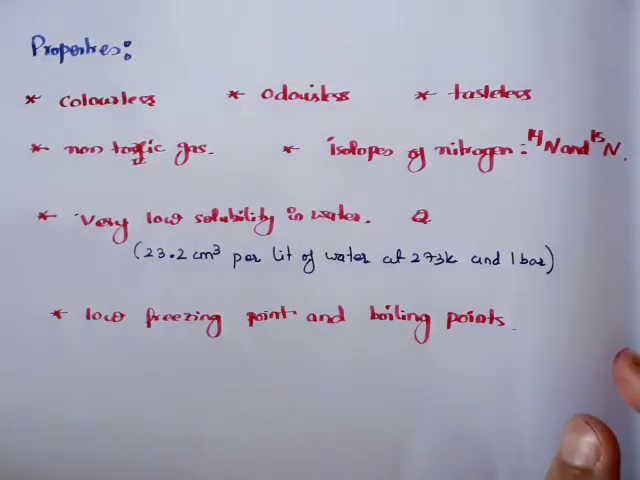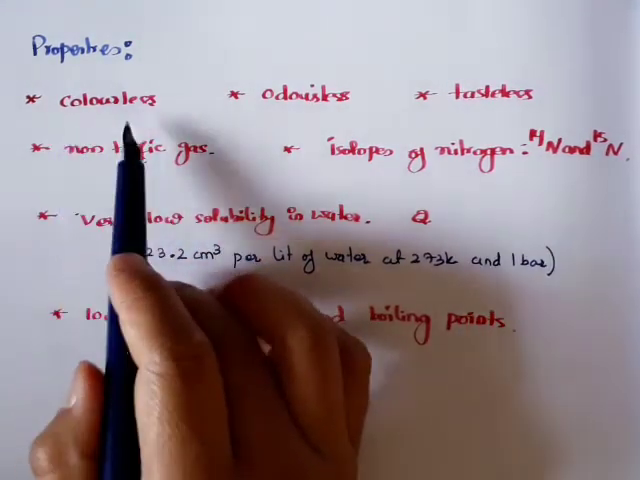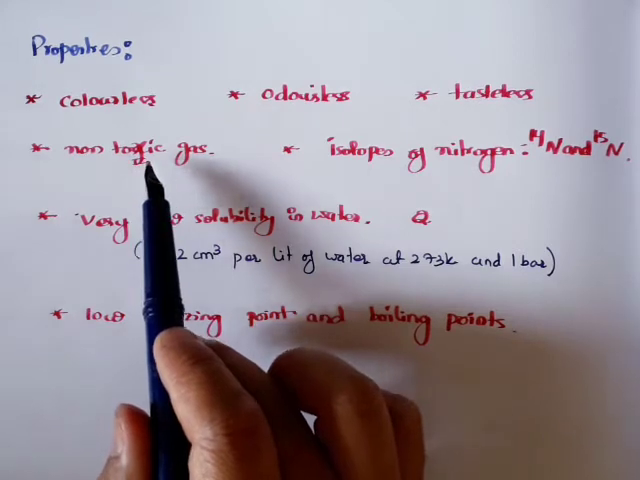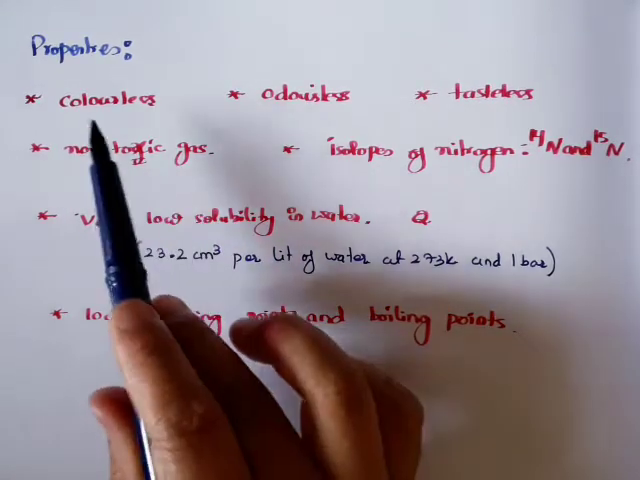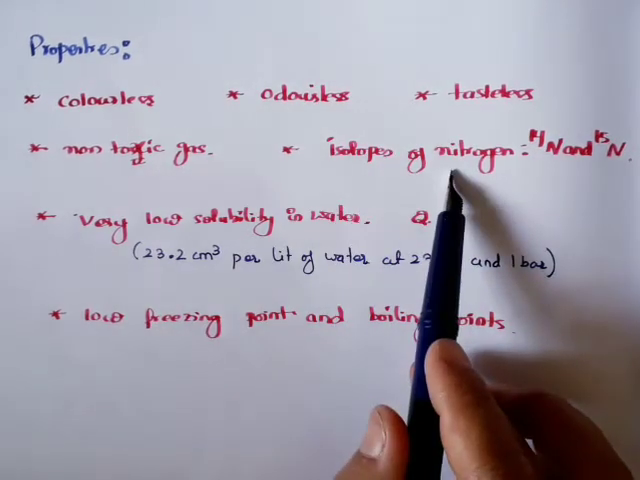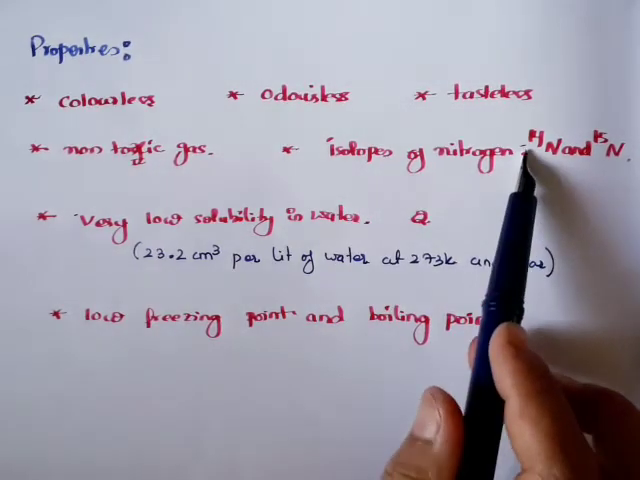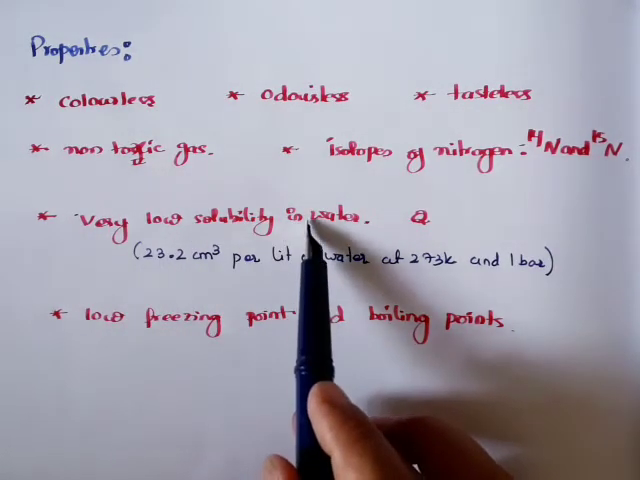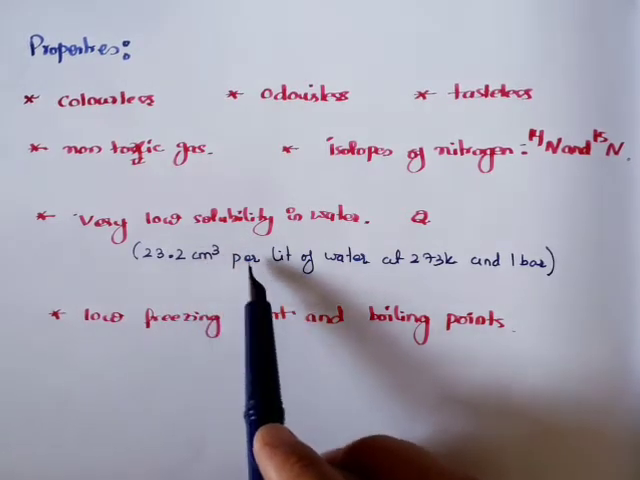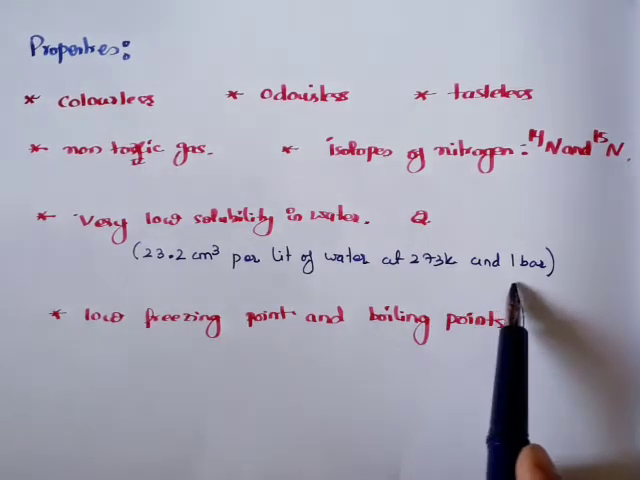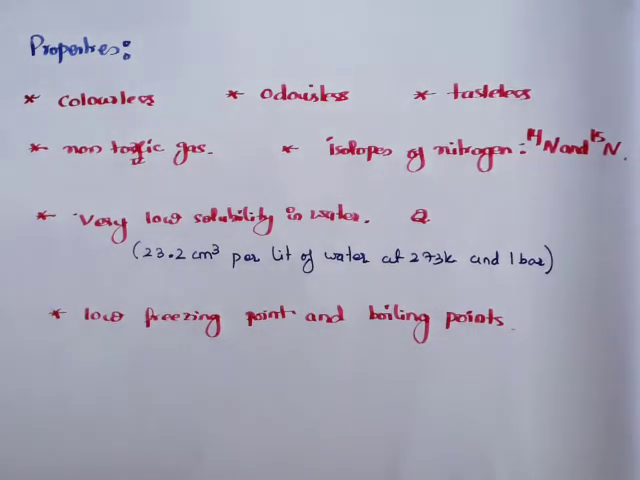Next we are going to discuss the properties of dinitrogen. Dinitrogen is a colorless, odorless, tasteless and non-toxic gas. 72% of the atmosphere contains nitrogen, right? Now, isotopes of nitrogen: there are two stable isotopes of nitrogen, nitrogen 14 and nitrogen 15. It has very low solubility in water, about 23.2 cubic centimeters per liter of water at 273 Kelvin and 1 bar. Then it has very low freezing point and boiling point.